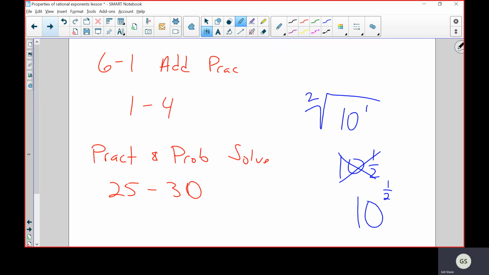Yeah, you're doing on the first page 1 through 4. On the second page 25 through 30, and it's everything we just did. Most of them are really, really easy. Some of them are a little tougher. They kind of move the A or the M or the N around and try to confuse you.